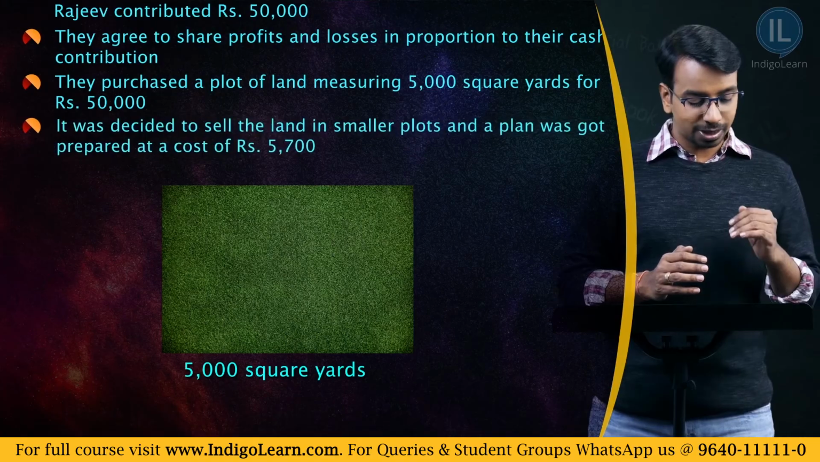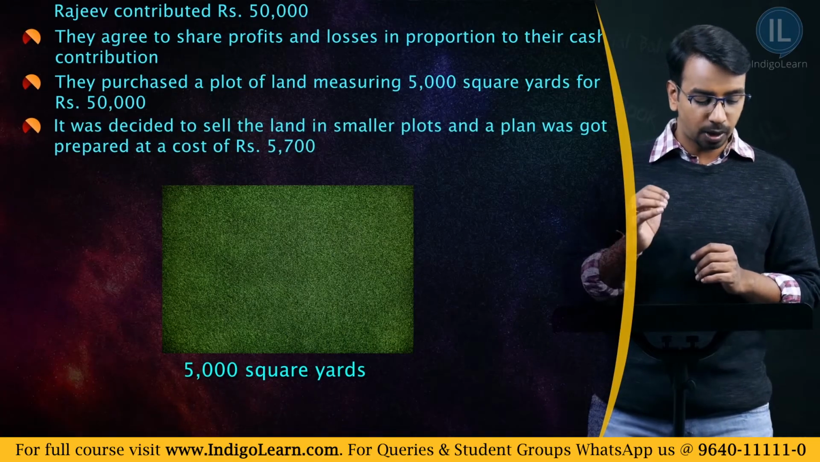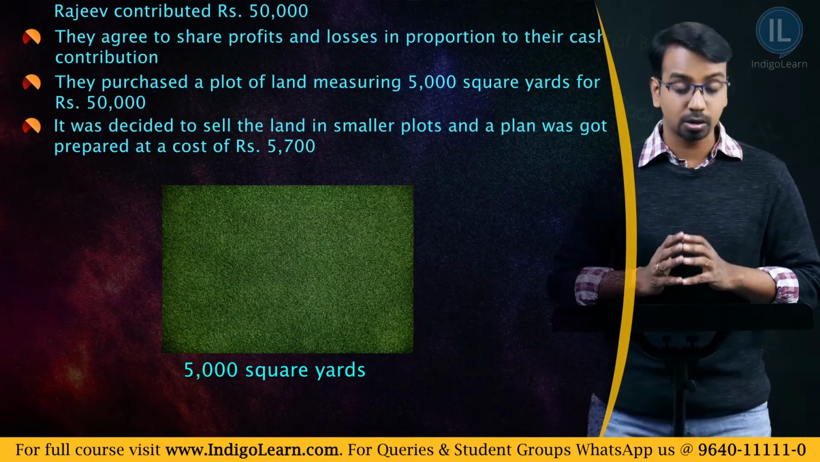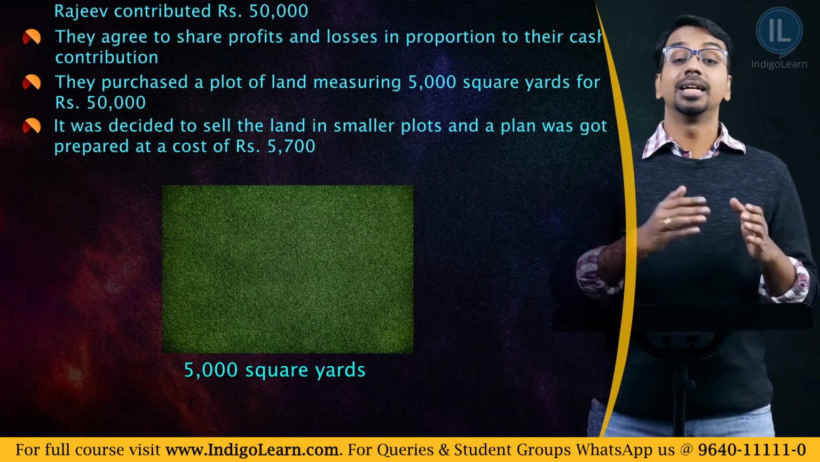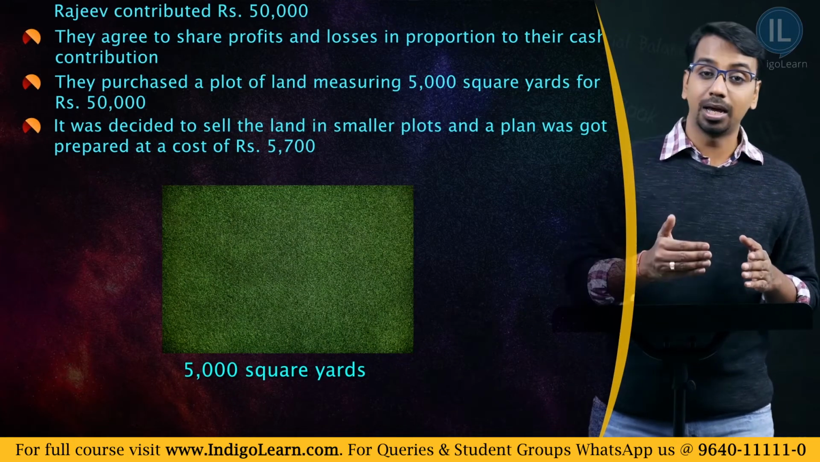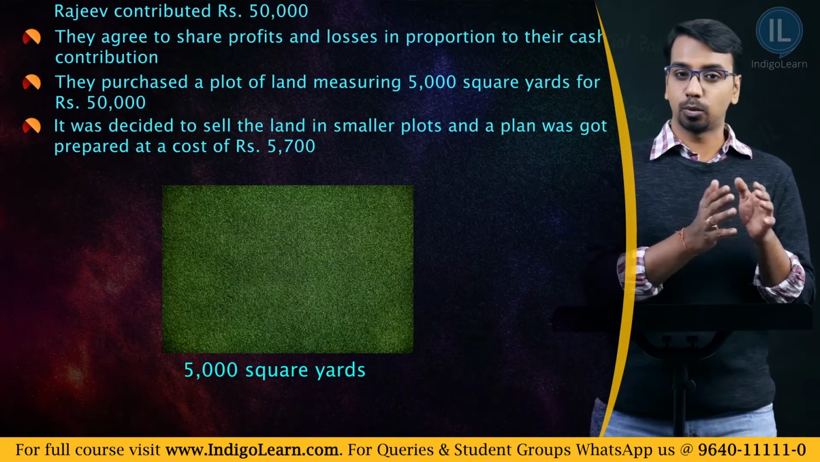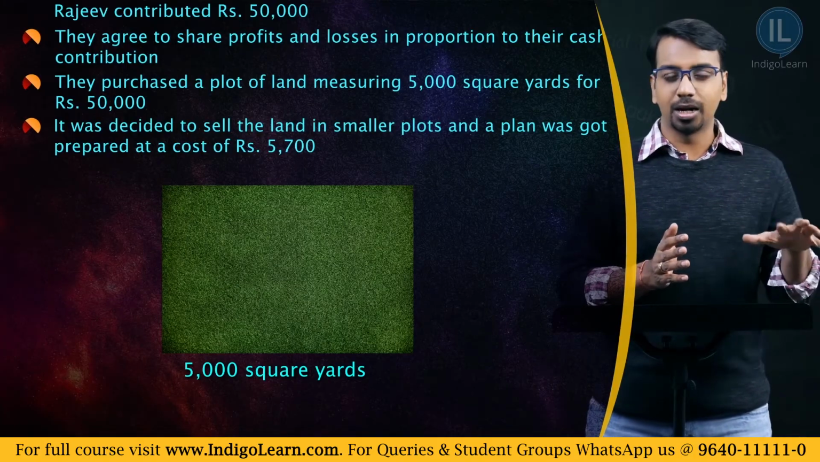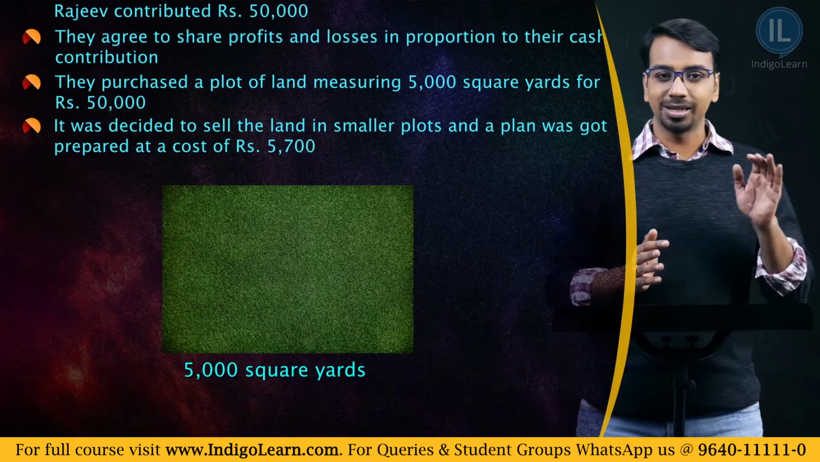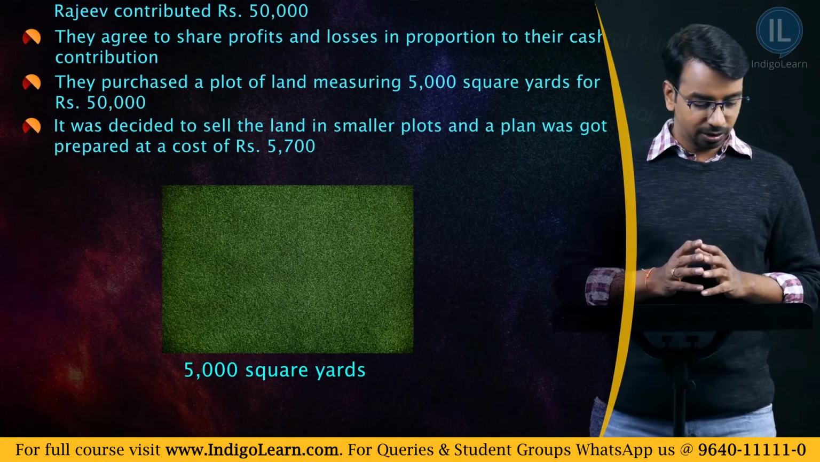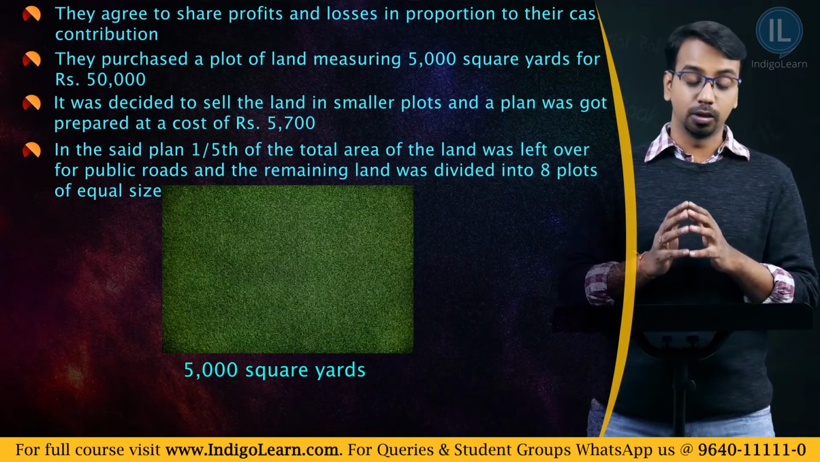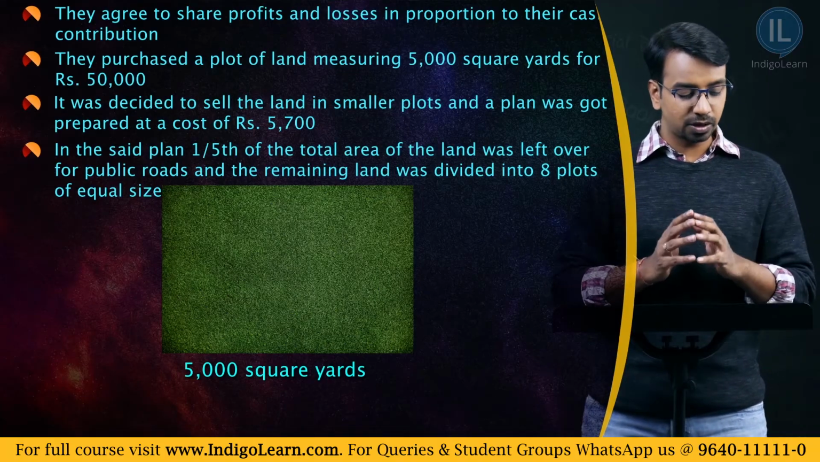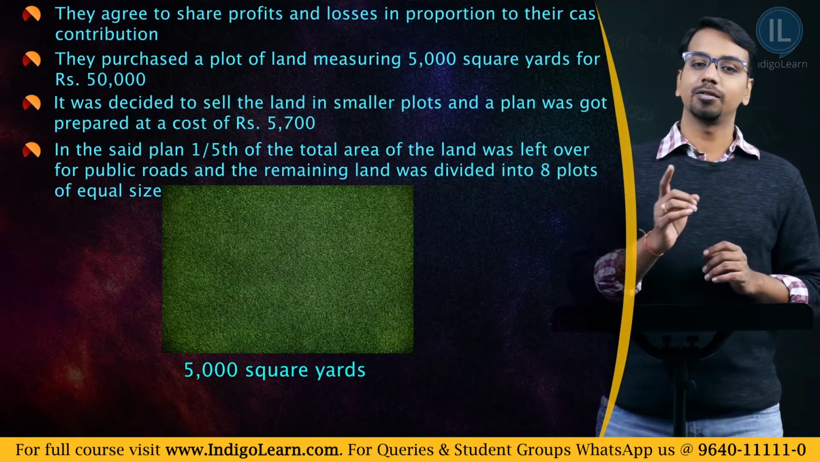It was decided to sell the land in smaller plots, and a plan got prepared at a cost of 5,700. So a large plot was purchased, and then they prepared a plan, means they divided the larger plot into smaller plots. To prepare the plan, how much was spent? 5,700. In the said plan, 1/5 of the total area of the land was left over for public roads, and the remaining land was divided into 8 plots of equal size.